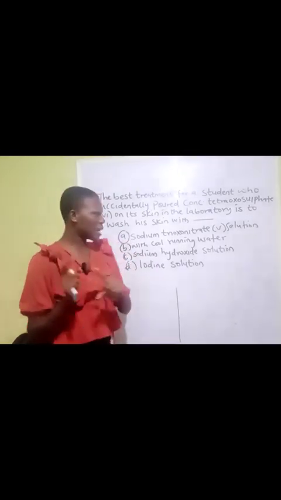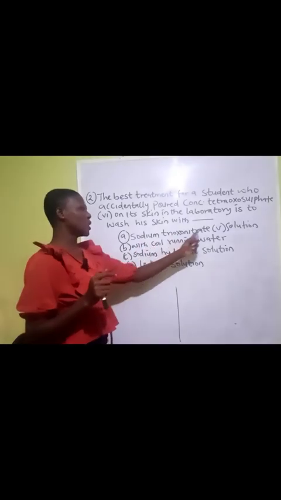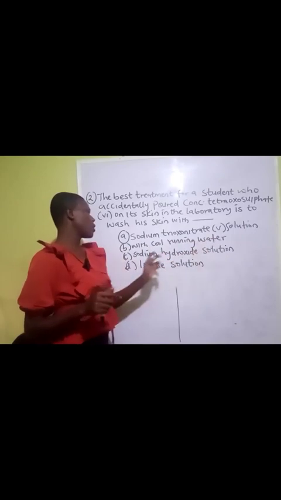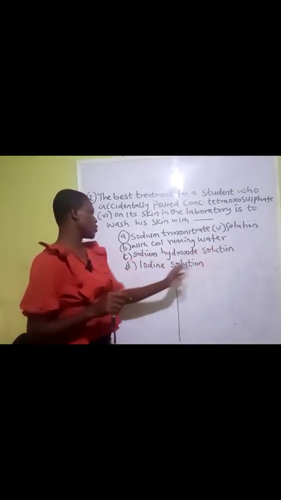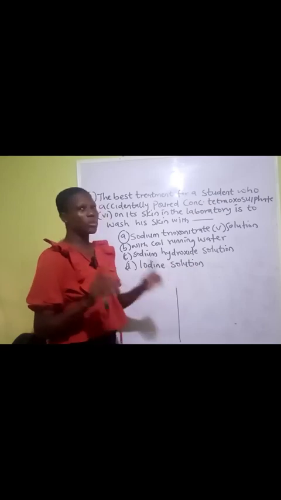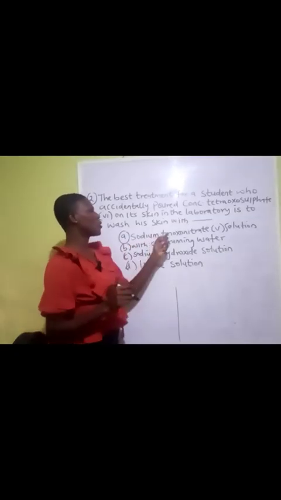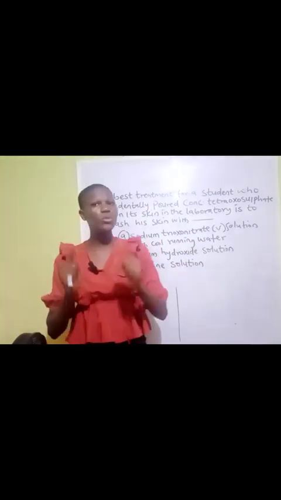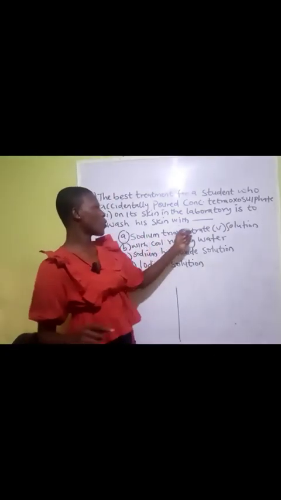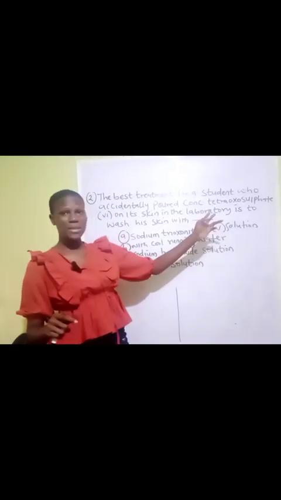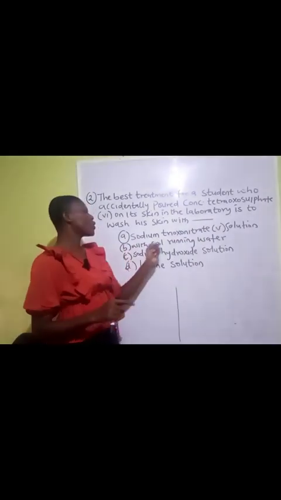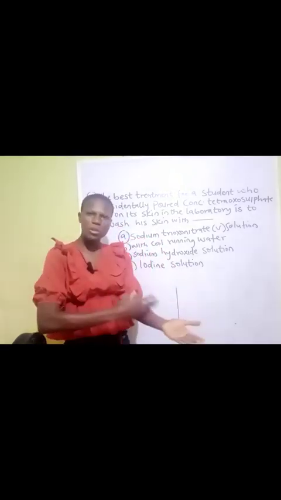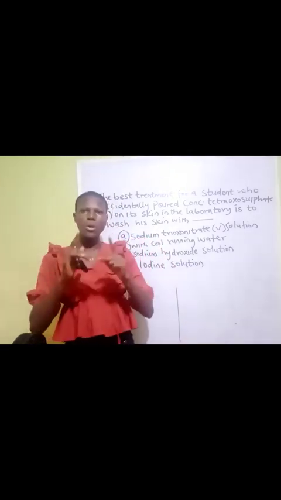So what do you advise the student to use to prevent further damage? A, sodium trioxonitrate(V) solution. B, cold running water. C, sodium hydroxide solution. D, iodine solution. Take note, the first one, sodium trioxonitrate, will cause more damage to the person, so it's not advisable to use it on the person's skin. Secondly, cold running water. What this water does is help dilute and flush away the acid on the boy's skin.